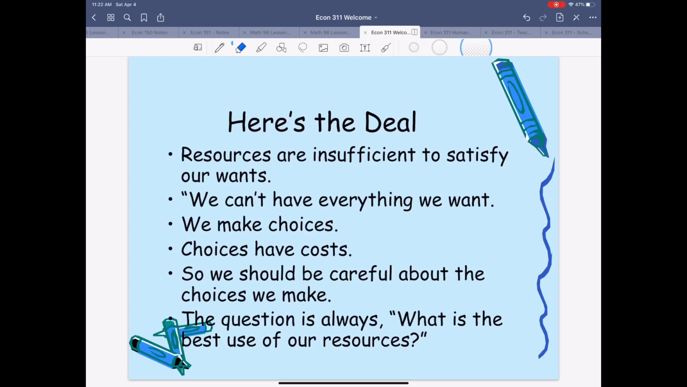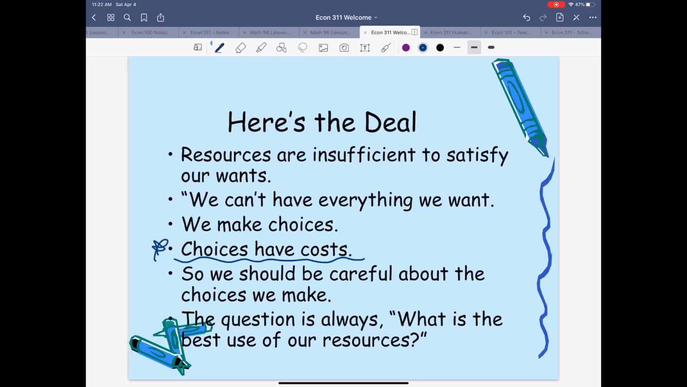So here's the bottom line. This is what we know. Resources are not enough to satisfy our wants. We can't have everything we want. Because we can't have everything we want, we make choices. Choices have costs. Now, we haven't talked a lot about that yet, but we will. And this is a really important understanding. When we're teaching decision making, cost benefit analysis, we want to recognize the true costs of our choices.